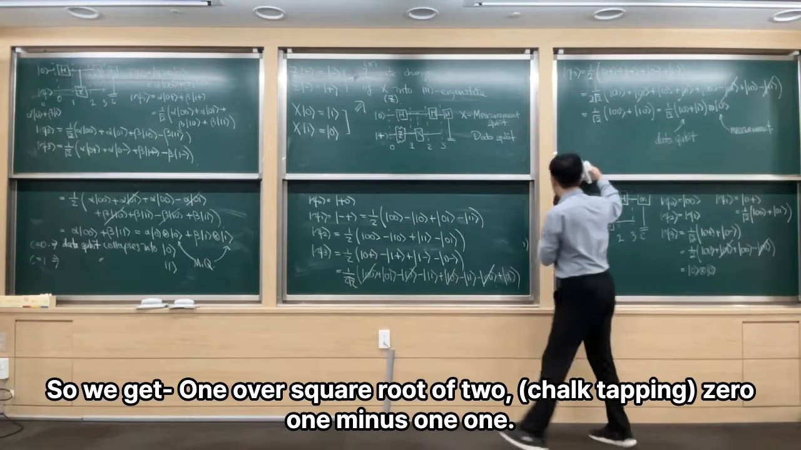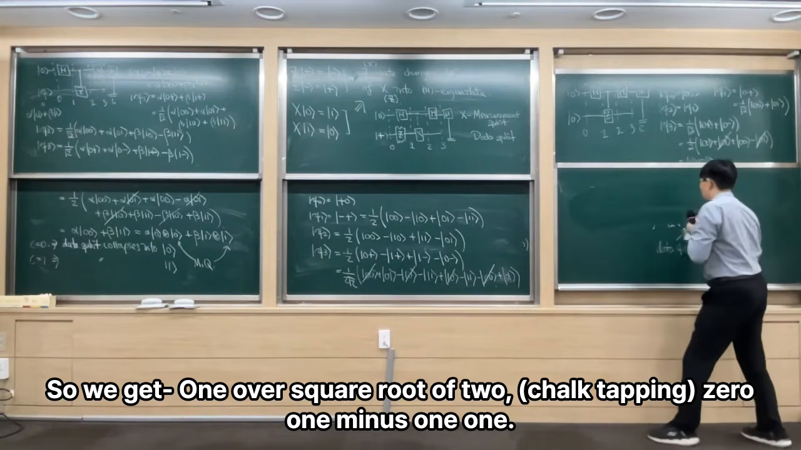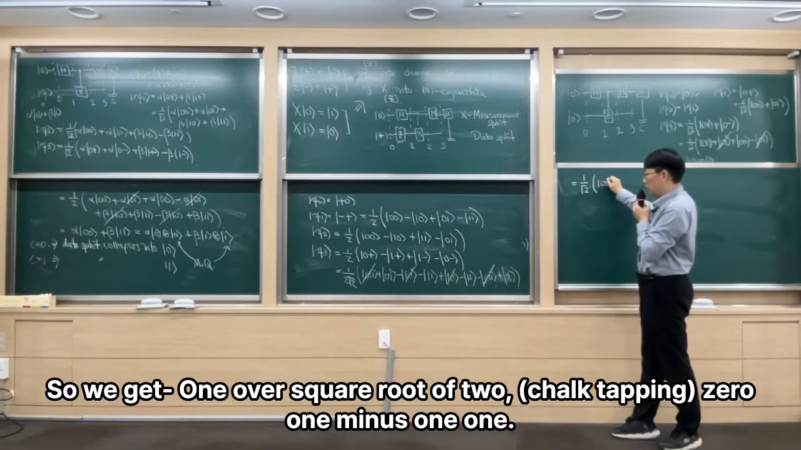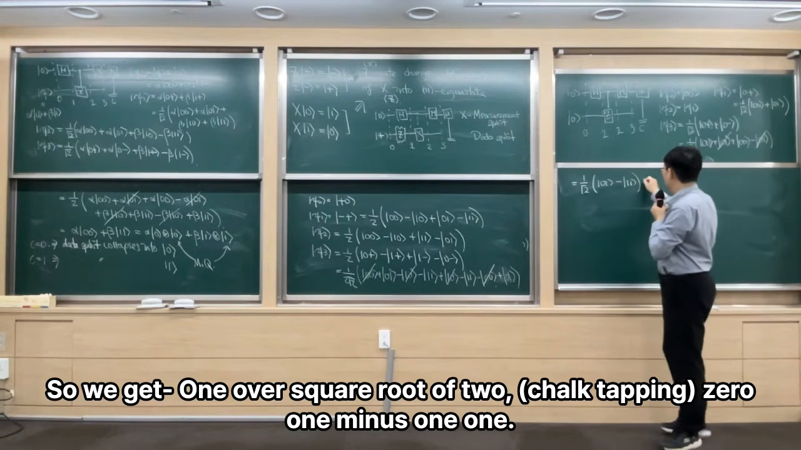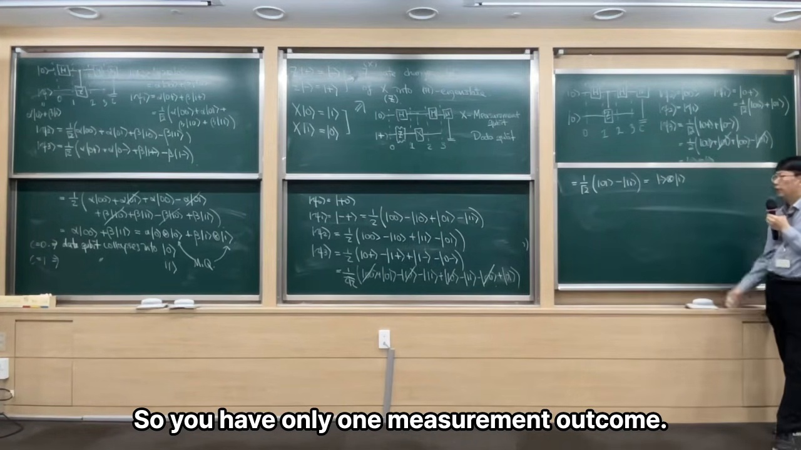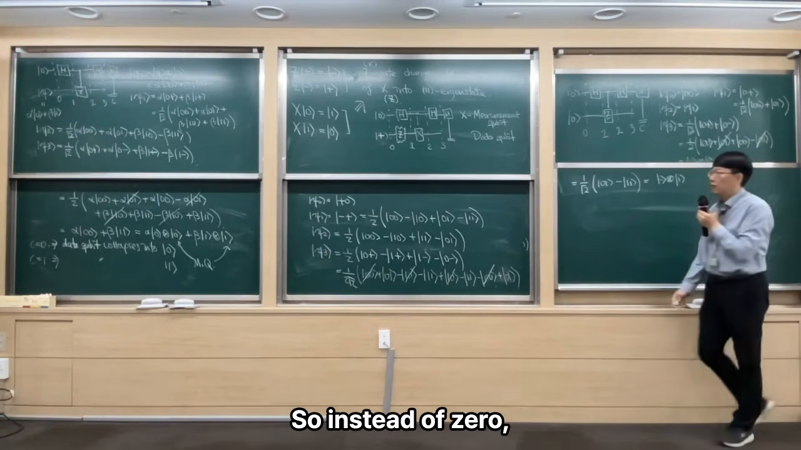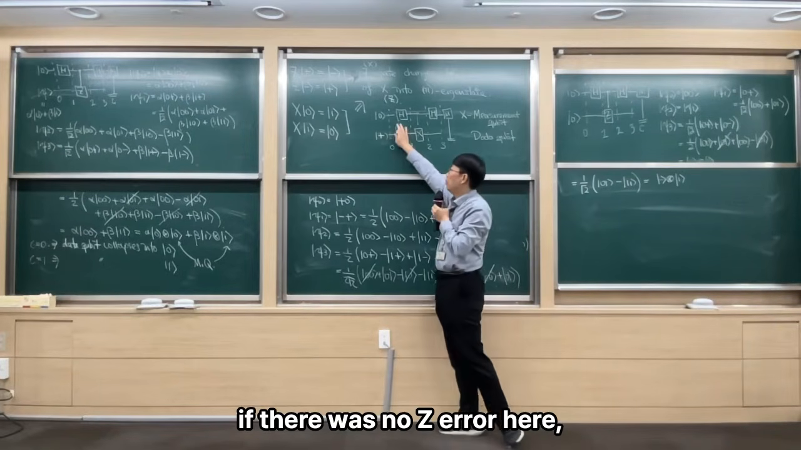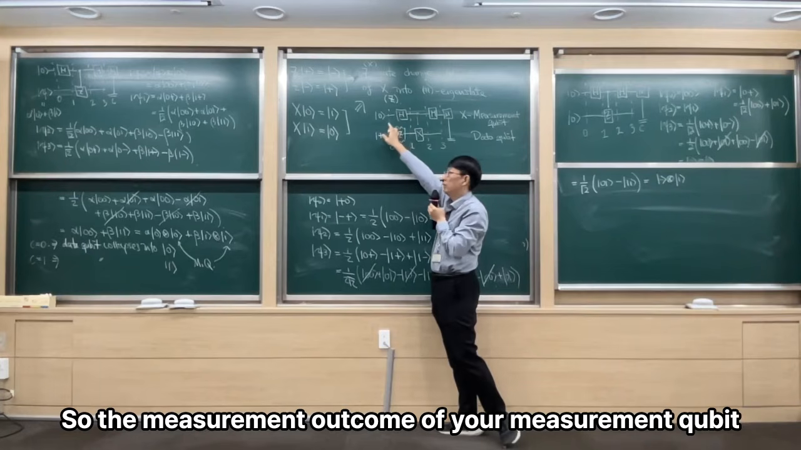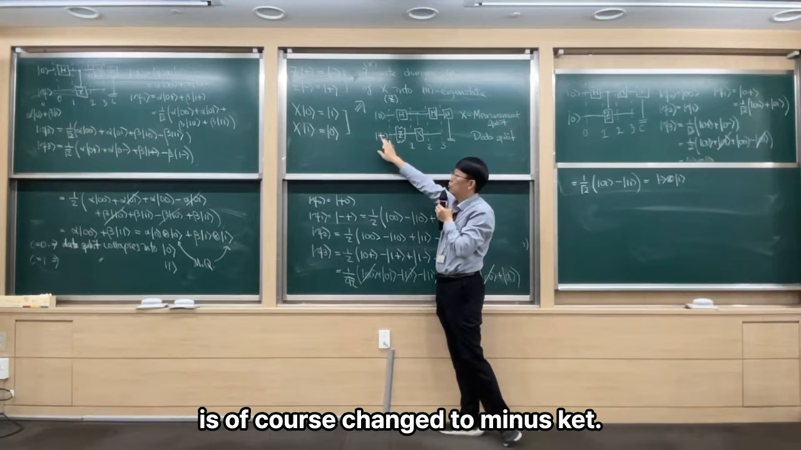So we get 1 over square root of 2, 0, 1, minus 1, 1. So this is minus tensor 1, right? So you have only one measurement outcome. You can always measure 1. So instead of 0, if there was no Z error here, it would be 0. But because there was Z gate, the measurement outcome of your measurement qubit was changed to 1. And also your quantum state is, of course, changed to minus ket.